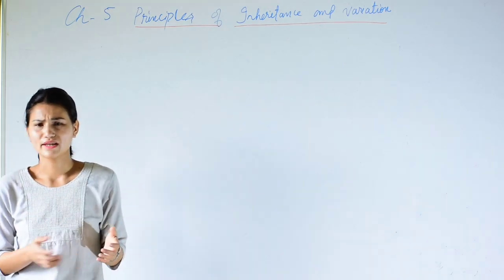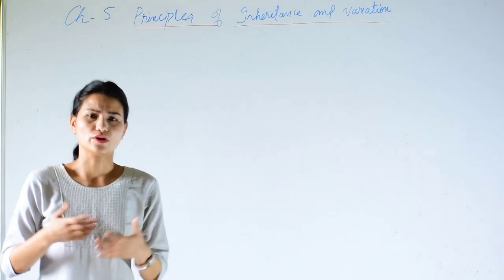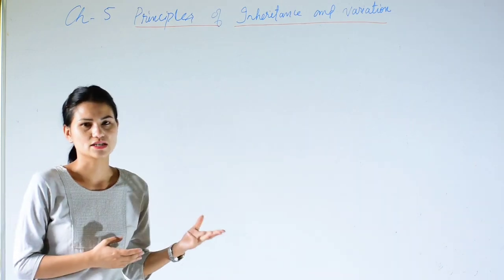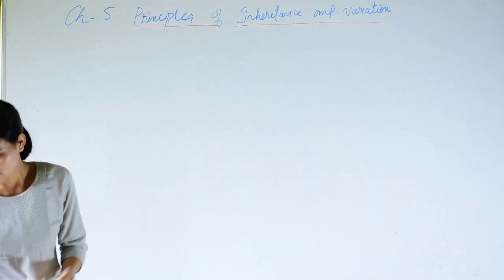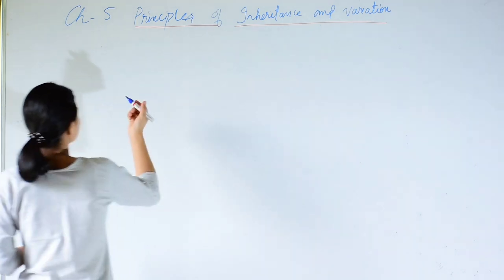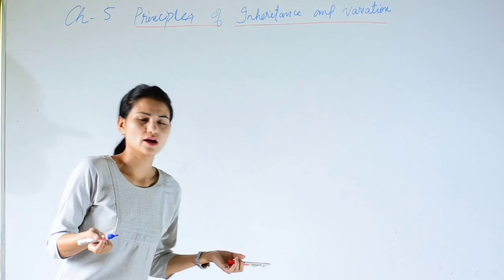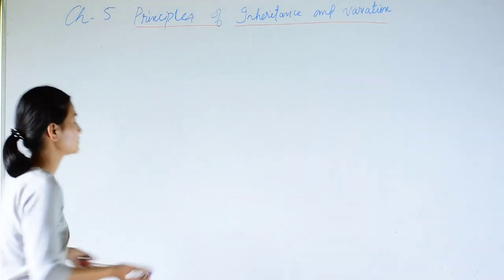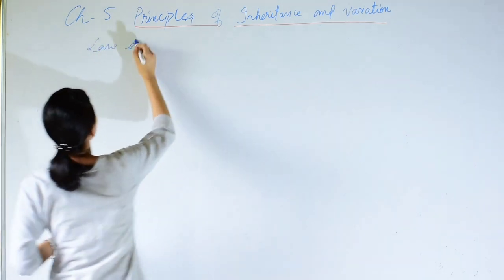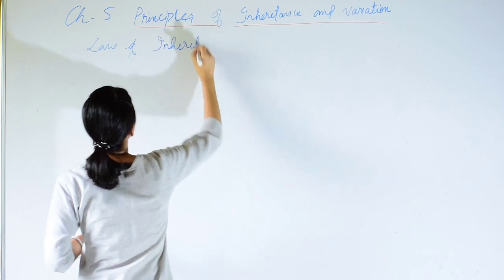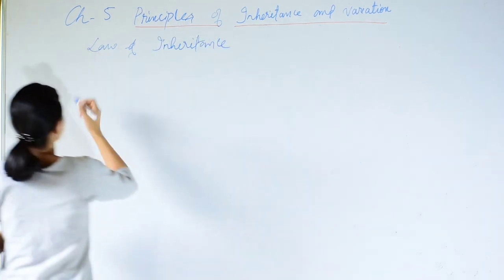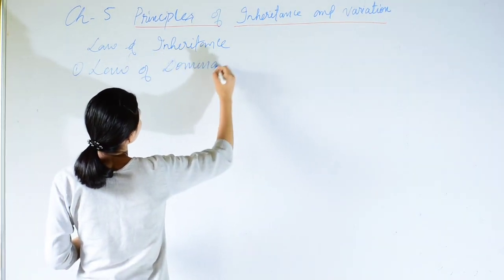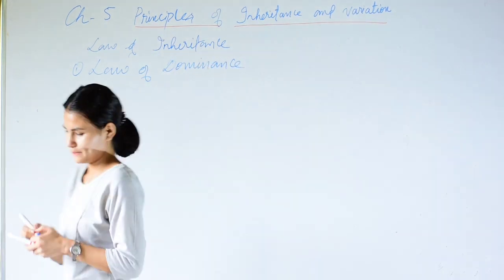Based on his work, the monohybrid cross, Mendel proposed two laws. Actually, there are three laws, but now we will discuss only the two laws. So let us see that. The law is known as principle or law of inheritance. The first law is the law of dominance.